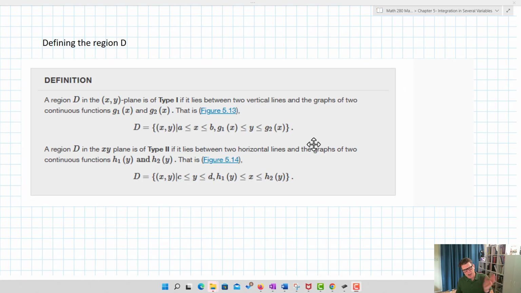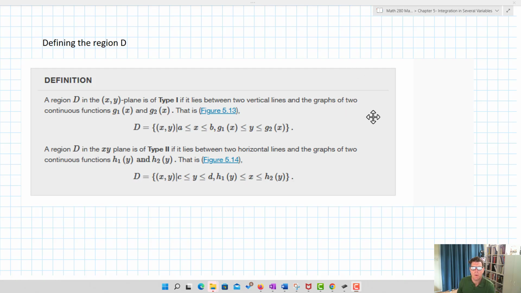Now let's talk about this region D. We're going to use functions g and h, and notice that g is a function of just a single variable, and h is just a function of a single variable as well. We're going to define our region D as being of type 1 if it lies between two vertical lines and the graphs of the two continuous functions g1 of x and g2 of x.